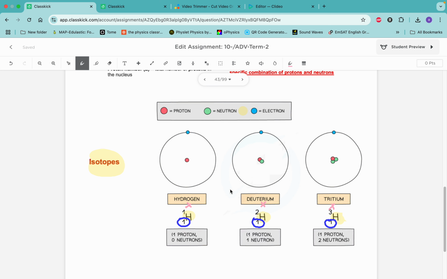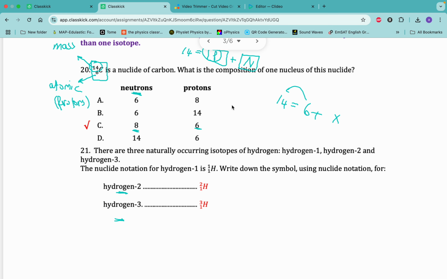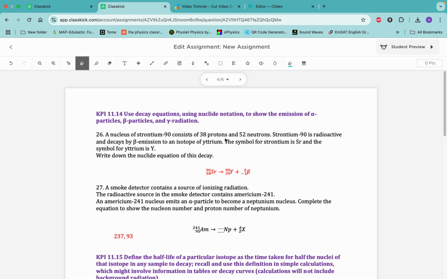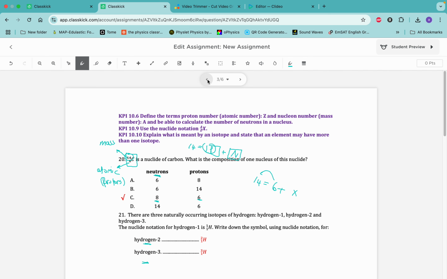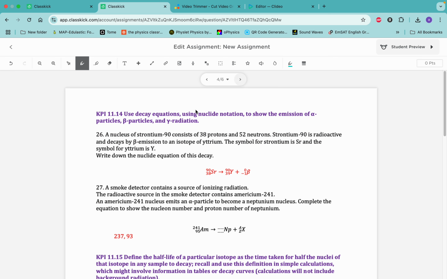What are we calling hydrogen 2, which is H21? We call it deuterium. This is the name of the isotope. While hydrogen 3, which is H31, we call it tritium. Regarding the decay, okay, this is another concept.